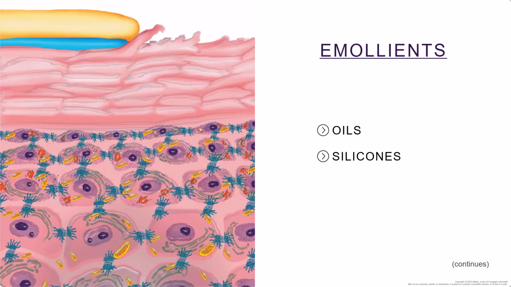It can also act as a vehicle in some products, and they're excellent protectors. They add more of a silky, non-greasy feel to products. I think of a silicone face primer that may have a very nice silky feel. An example would be dimethicone, which would be a silicone emollient.